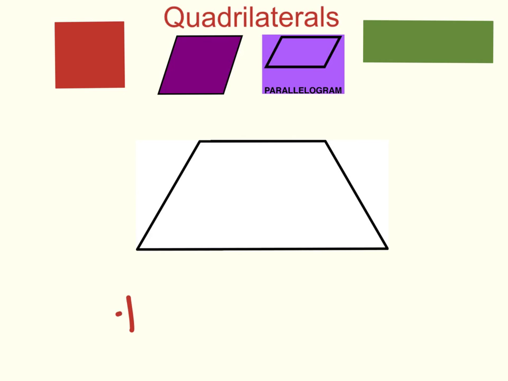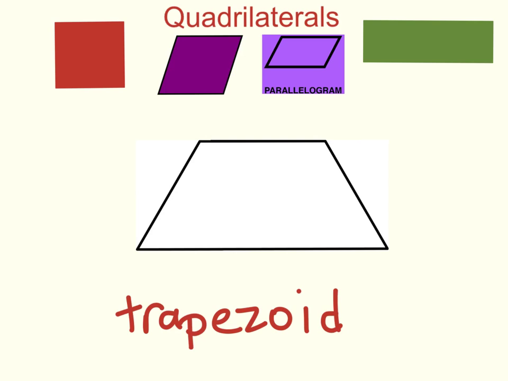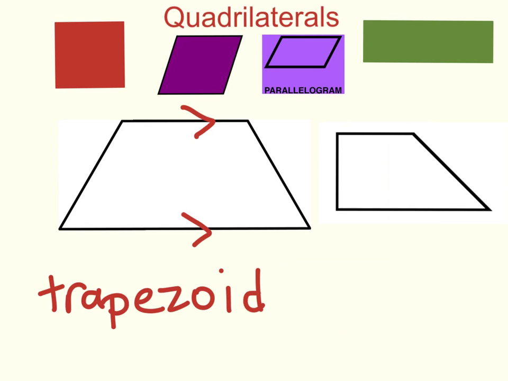This shape is called a trapezoid. And what makes it a trapezoid is it has one pair of parallel sides. Exactly one pair. There we go. That's what makes it a trapezoid. All it has to have is one pair of parallel sides. So here's another picture of a trapezoid. This is also a trapezoid because it has one pair of parallel sides.